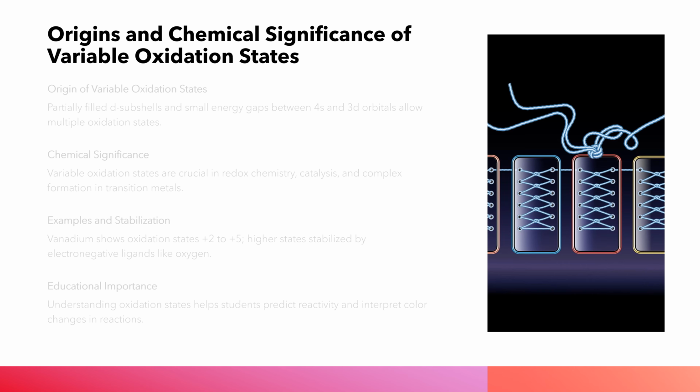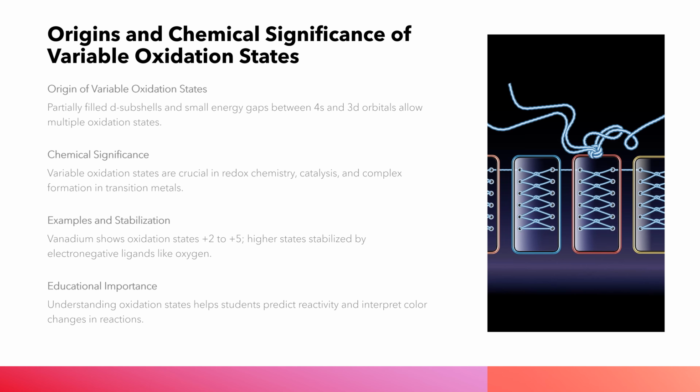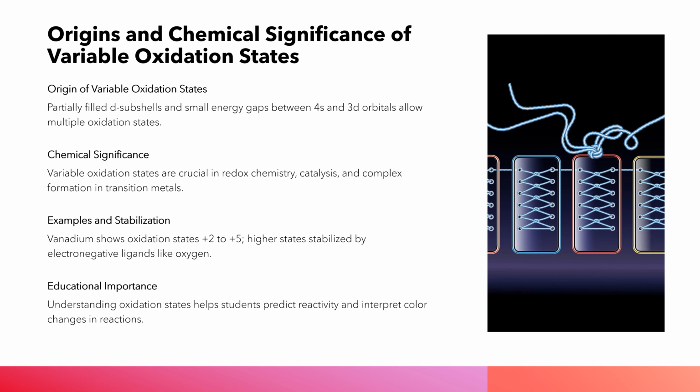Transition metals form compounds in different oxidation states due to their partially filled D subshells. The small energy difference between the 4s and 3d orbitals allows electrons from both subshells to participate in bonding, leading to a variety of oxidation numbers. For example, vanadium commonly forms +2, +3, +4, and +5 oxidation states, each associated with compounds of different colors. This variability is highly significant in redox chemistry, catalysis, and complex formation.